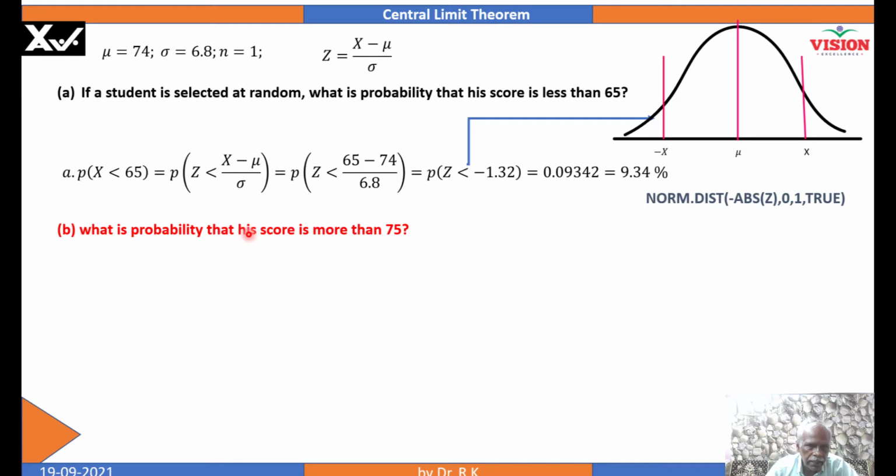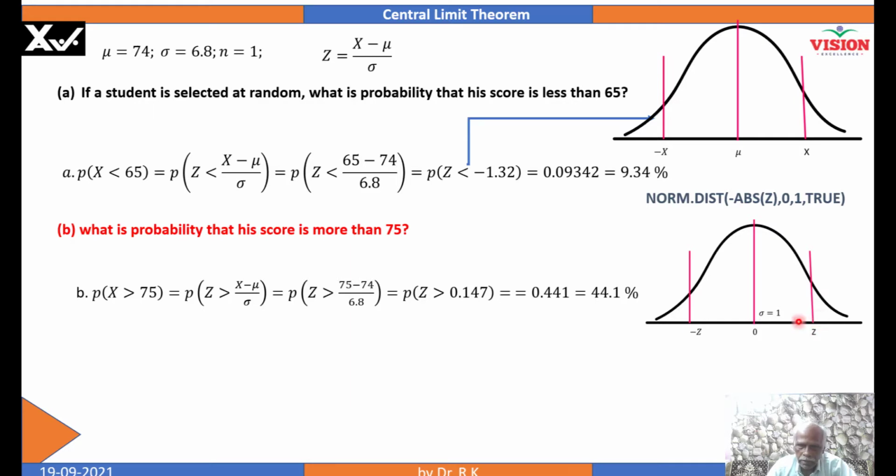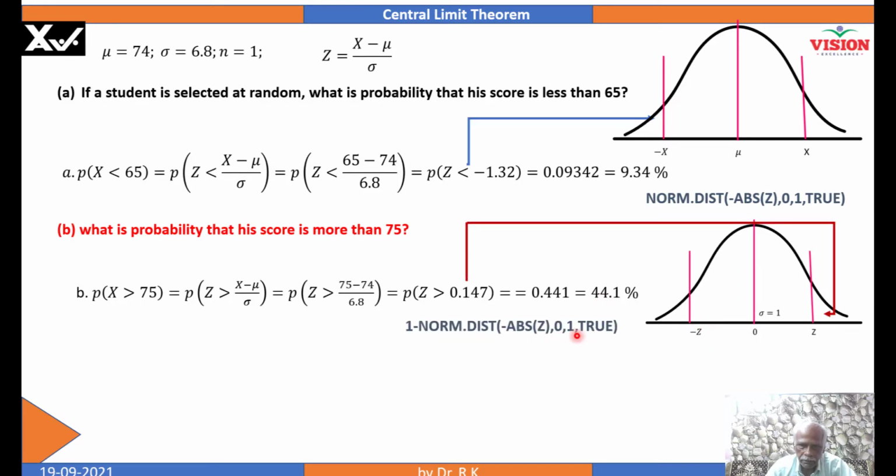What is the probability that his score is more than 75? Same way, probability that x is greater than 75 is probability that Z is greater than, substituting x equal to 75 here, 0.147. So all you need to do is, on the right hand side of Z, you have to take the area to the right. So that is 44.1%. You can refer to the table or you can use the formula. This is the formula you can use in Excel. Z is equal to 0.147 you have to put.